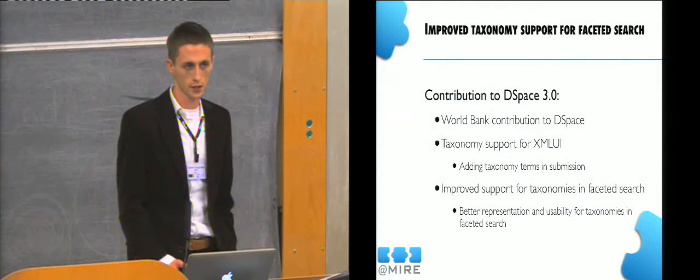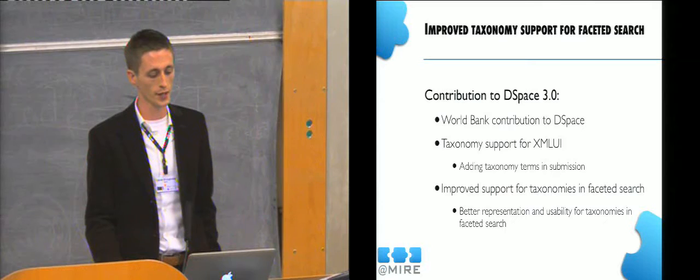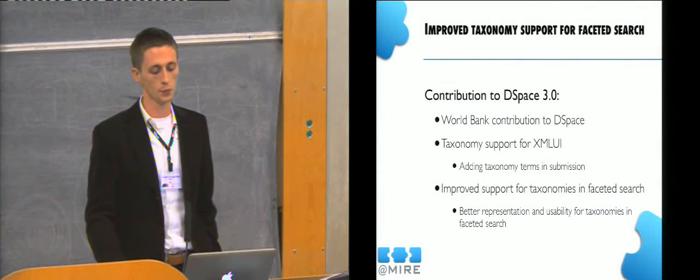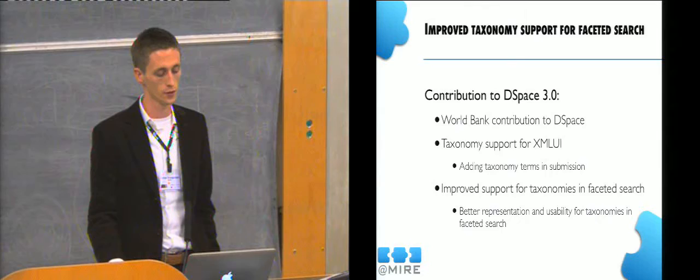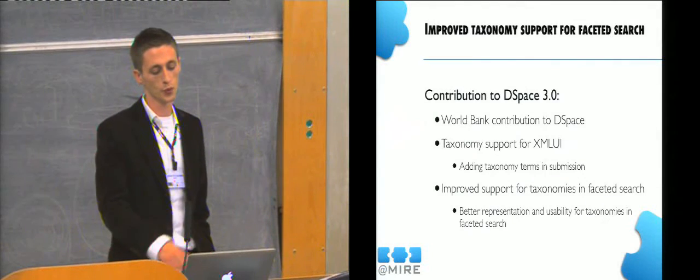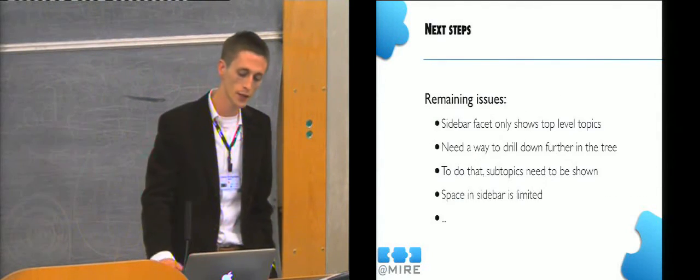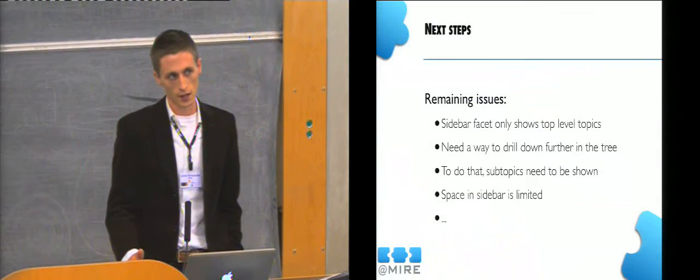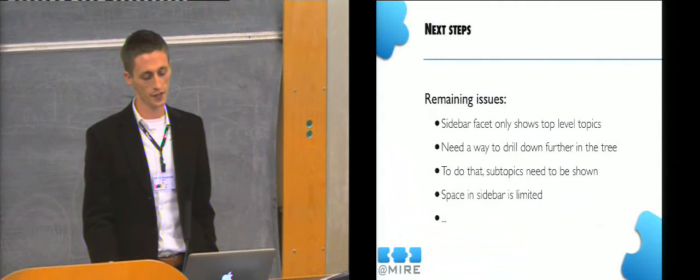As I mentioned, this is a contribution to the next version of DSpace, a generous contribution by the World Bank. It includes taxonomy support for the XML UI so that you can submit your content and add taxonomy values to it. And then this improved support for taxonomies in faceted search. Now, I talked about next steps in the sense that a solution is never perfect. So nor is this one.